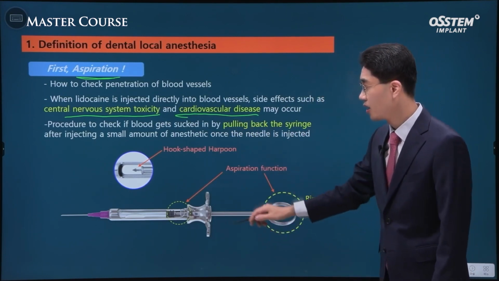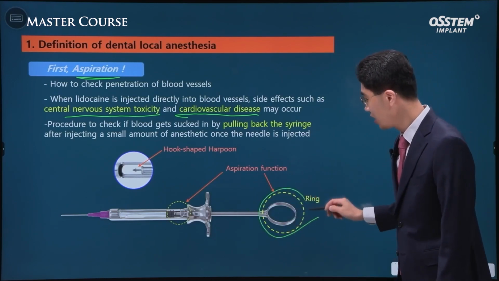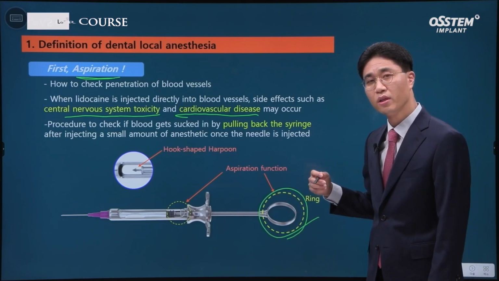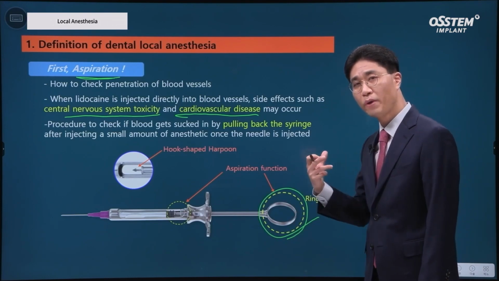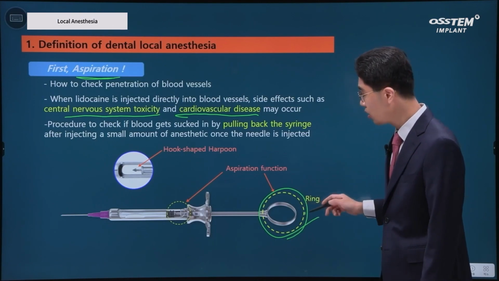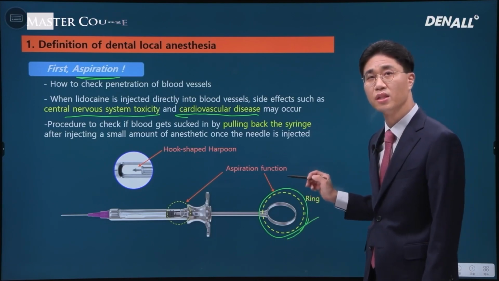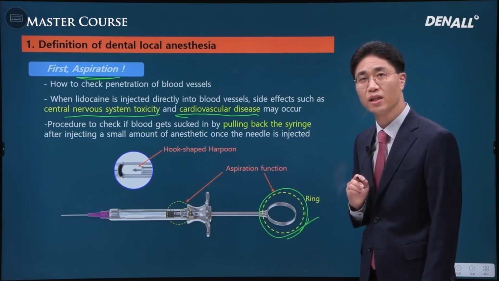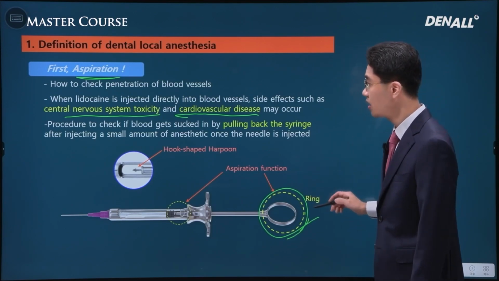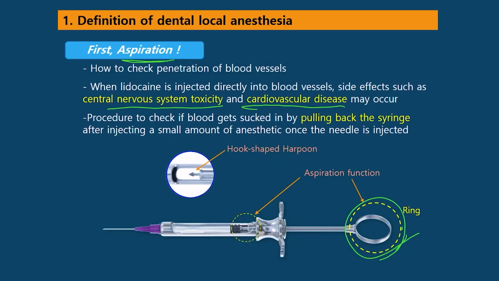When using an injection syringe, if there is a ring form here, you can pull back the syringe to check for aspiration. Using this kind of syringe would be favorable. I use this type of syringe. You always need to remember the process of checking for aspiration.